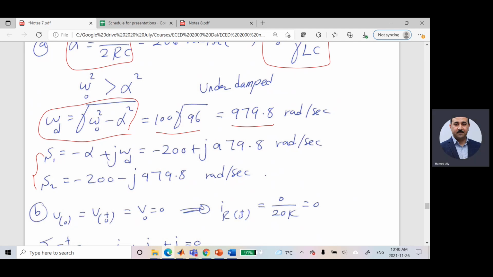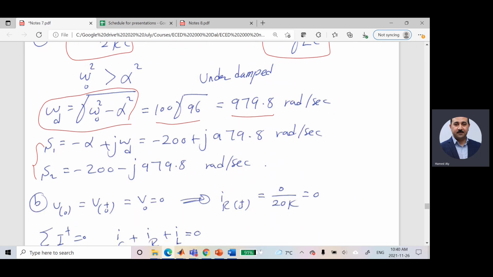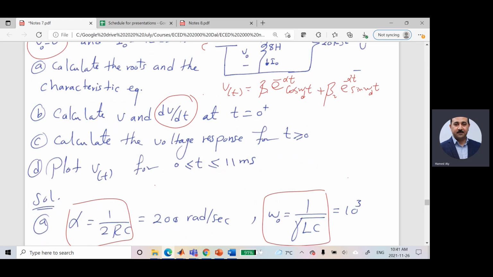But I don't actually need the roots if he didn't ask me about them. If he didn't ask me about S1 and S2, there is no need to find them, because I'm not going to use them in my equation V of t, which is this equation. But if he asked me to find the roots, I have to find them. Then I will plug the values into this equation.